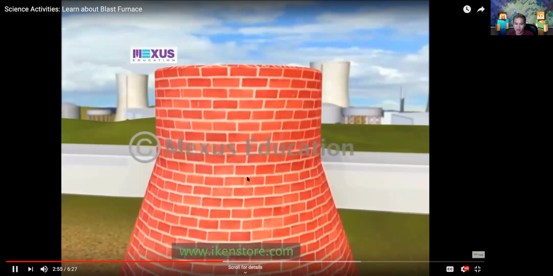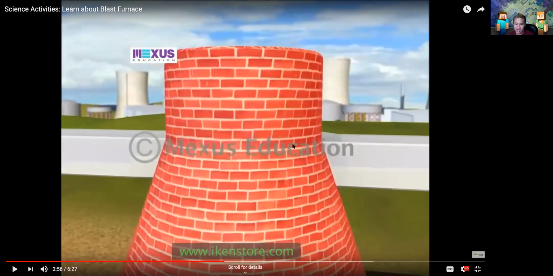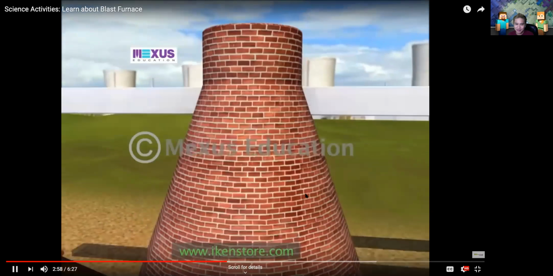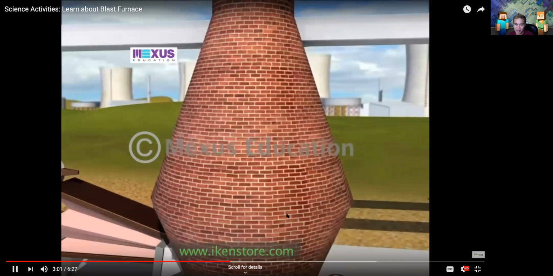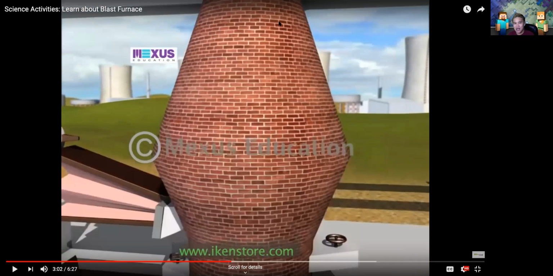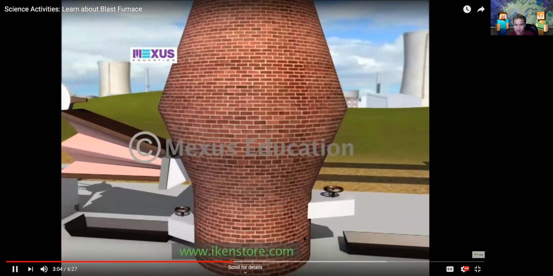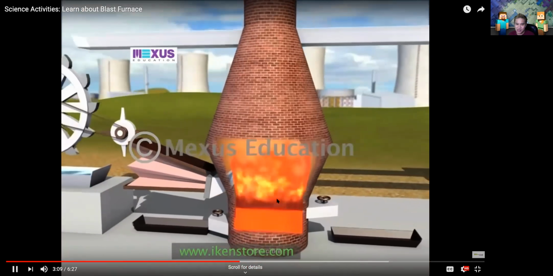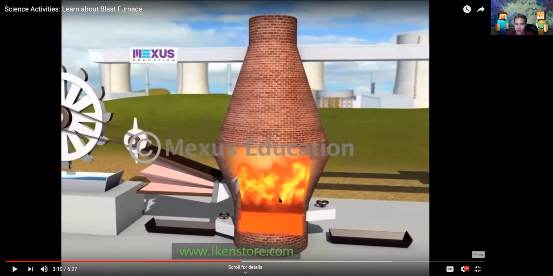So the blast furnace is lined with fire bricks here. As you can see, it increases in diameter going down, it's increasing, and then it's decreasing again. This is where the fine molten products are heated.